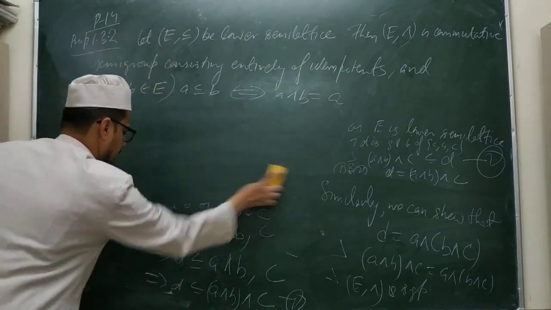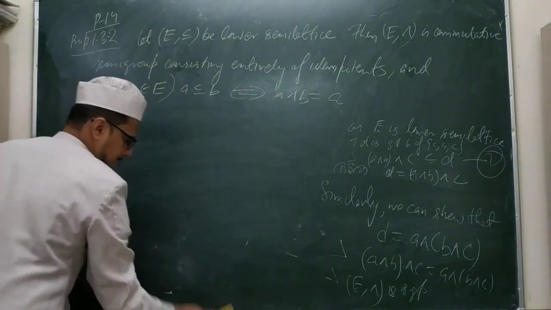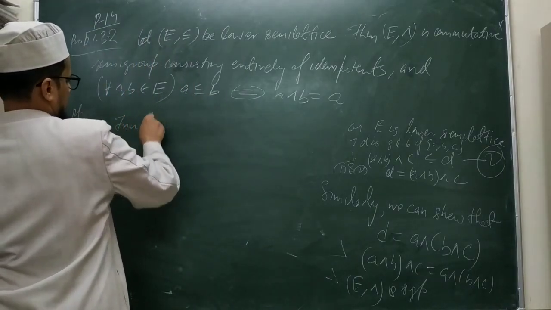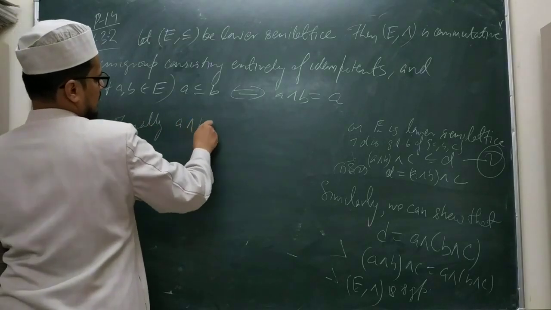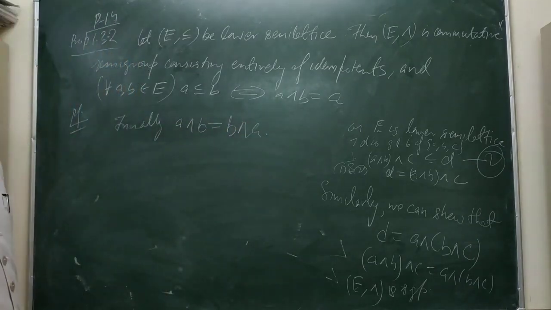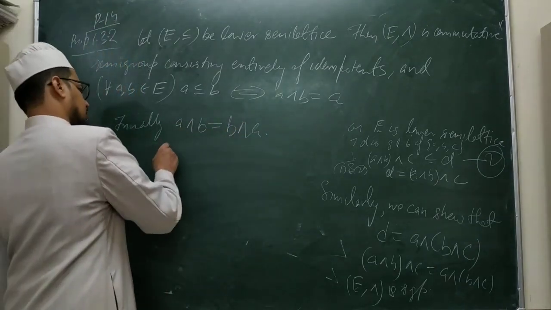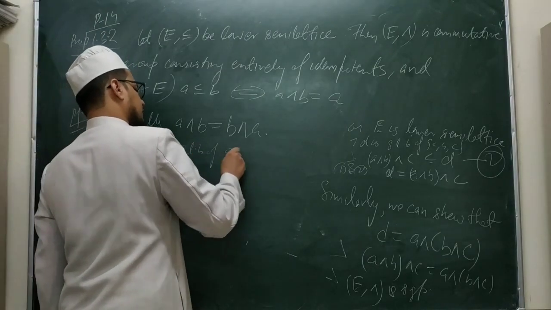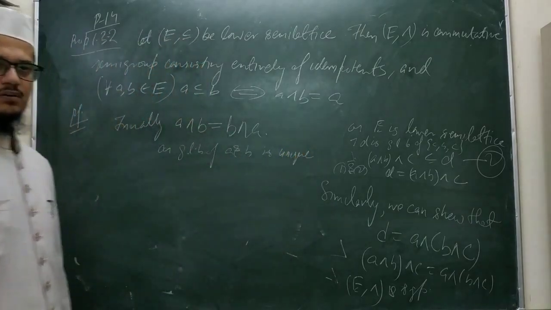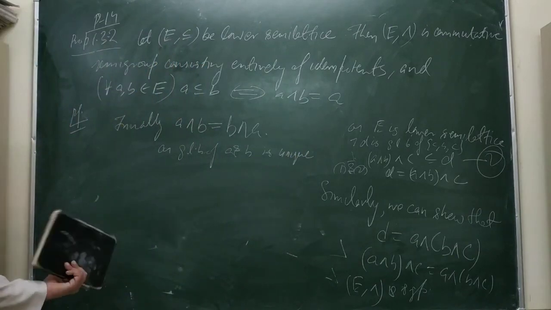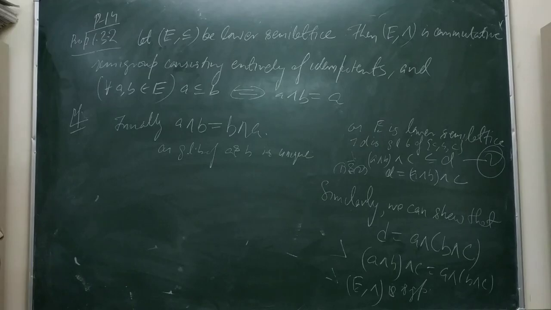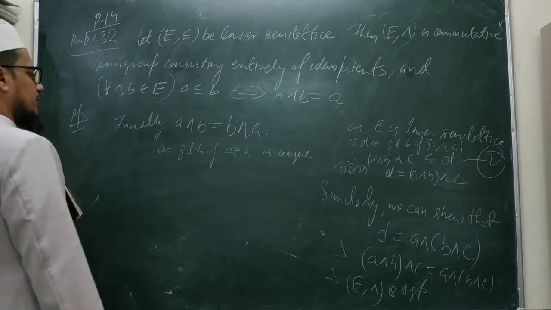That is, trivially A meet B is equal to B meet A, because the greatest lower bound of A and B is what? Unique. It's not different. The greatest lower bound of A and B, or of B and A, is the same and it's unique. So both will be equal. It can't be different.